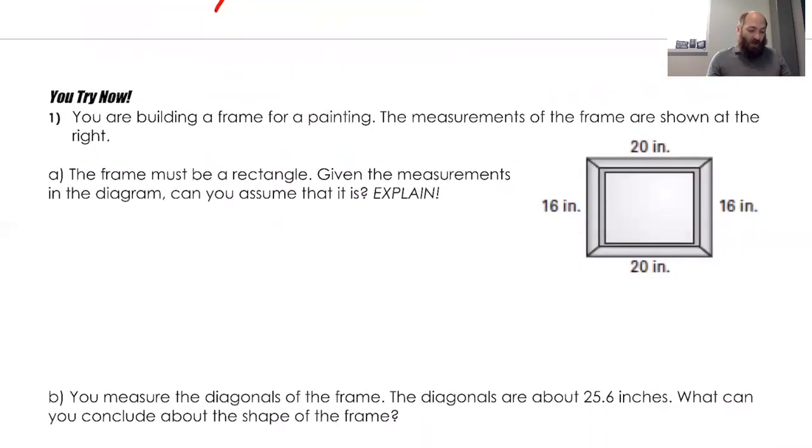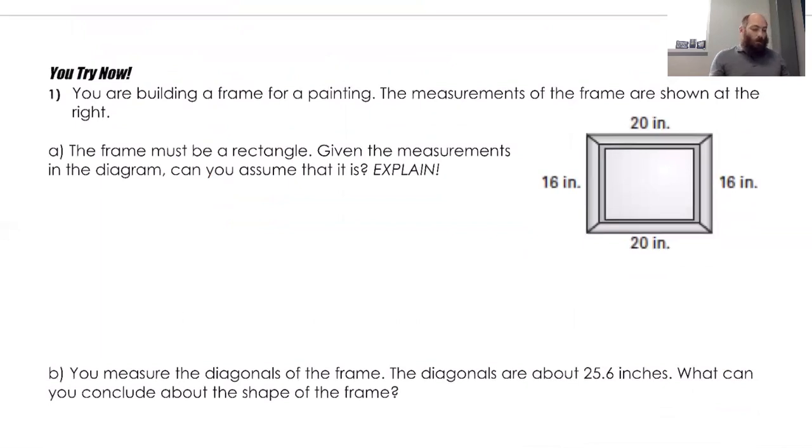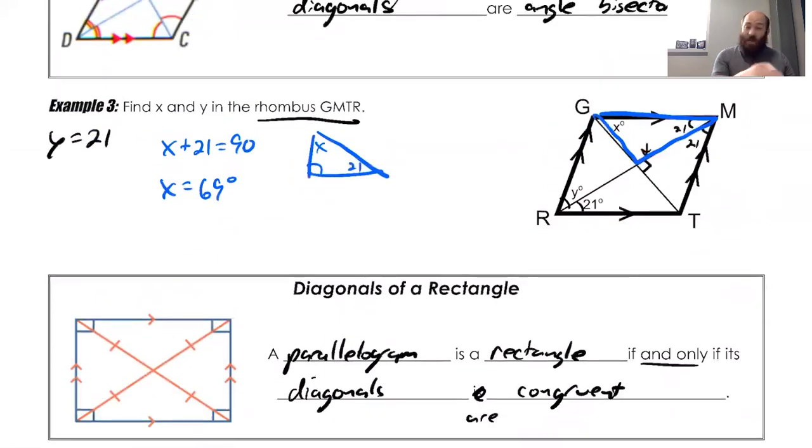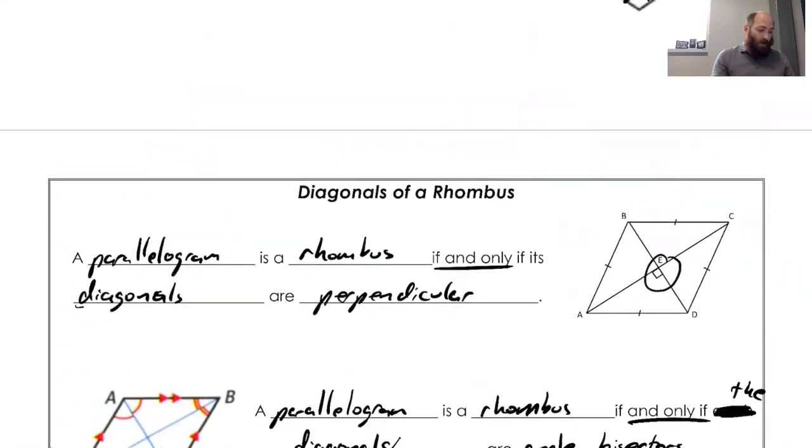So I want you to try these. You try now problems on your own. The biggest thing on this one is you have to make sure you are absolutely clear on these properties. So one more recap. I do want to add these to my original diagram as well.